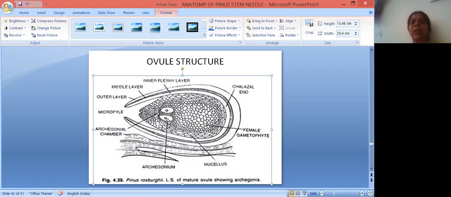So it is a very familiar character, and that is an abnormal character. Formation of more than one embryo is known as polyembryony. So, coming to the archegonia, how are they developed?